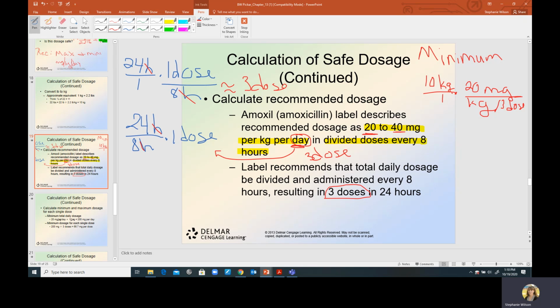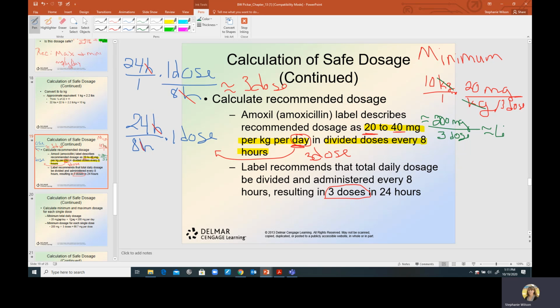Okay. So now I have 10 times 20, and I can mark out the kilograms. So 10 times 20 is what, 200? And it's milligrams. And I'm going to divide that by 3 doses. Okay. So now 200 divided by 3. I'm going to round to the nearest hundreds.